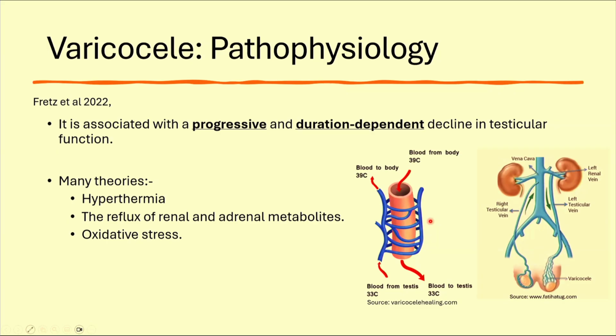However, this has also been established in animal models where they induced a surgical varicocele. They tied the left testicular vein in rats, dogs, and primates, and what they noticed is that the temperature in the scrotum, or in the testes, was actually higher in those who had a varicocele compared to those who did not. Combining the hyperthermia theory with the reflux of renal-adrenal metabolites causes oxidative stress at the level of the testicular microenvironment, impairing the Leydig and Sertoli cells and the growth of the testes.